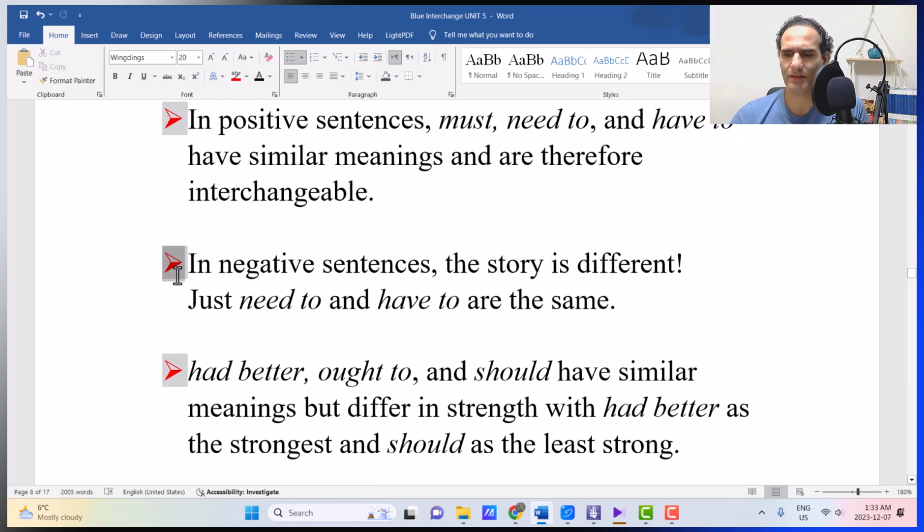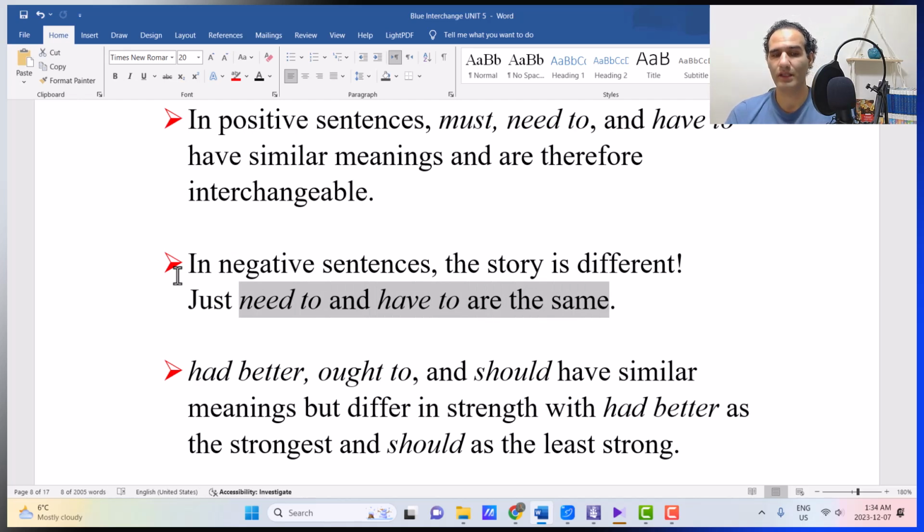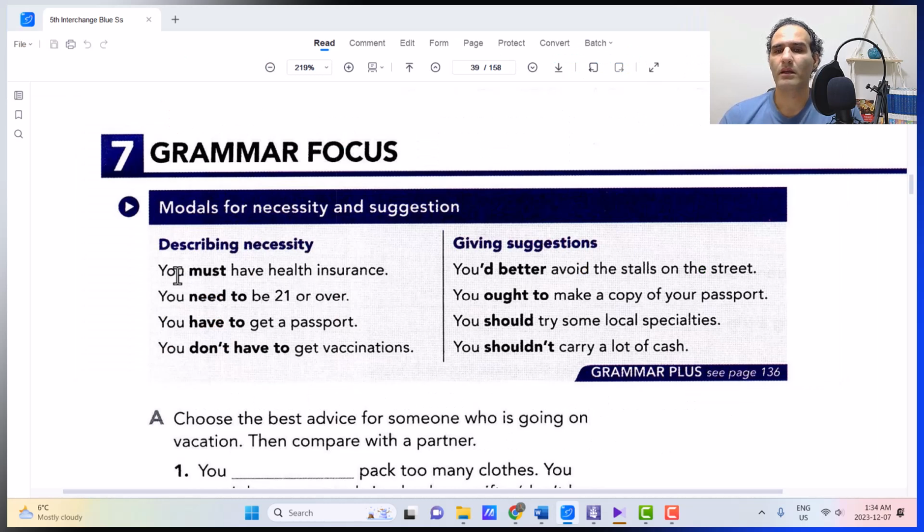In negative sentences, though, the story is a bit different. Need to and have to are the same in negative sentences. Just in negative sentences. I have a lot of other examples below, and you will see how it works. Giving suggestions. You'd better, you ought to, you should. Again, all of them have got the same meanings, but with different levels of strength. You'd better is stronger, you ought to less strong, and you should less strong than the other two.